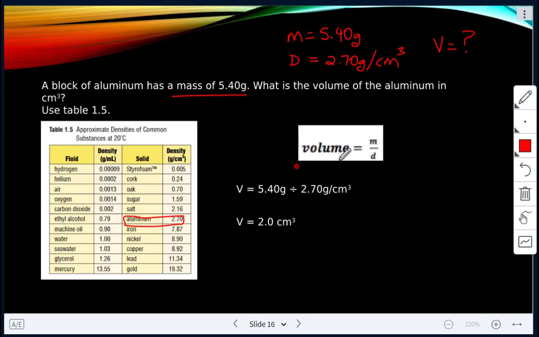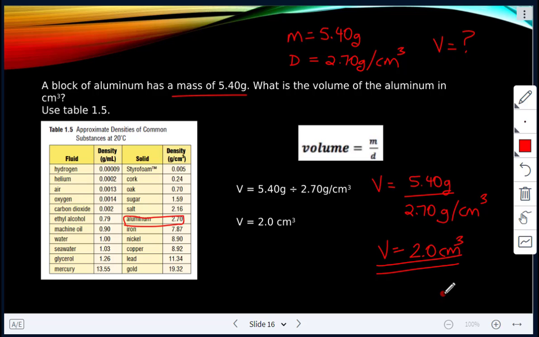So our formula for volume is take our mass and we're going to divide it by the density. I've done it here, but I'm just going to lay it out so it makes more sense. Our mass was 5.40 grams, and we're going to divide it by our density, which is 2.70 grams per centimeters cubed. Next you would just put that into your calculator. 5.40 divided by 2.70, and we will get our answer of 2.0 centimeters cubed. So that is the volume of aluminum.